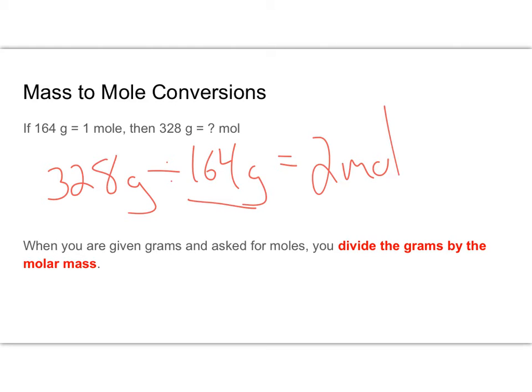So when you're given grams and asked to find moles, you divide. Okay? So the only difference here is going from moles to grams you multiply, going from grams to moles you divide. In both cases, the number that you're using is the molar mass of the substance. It's just a matter of whether you're multiplying or dividing by that number.